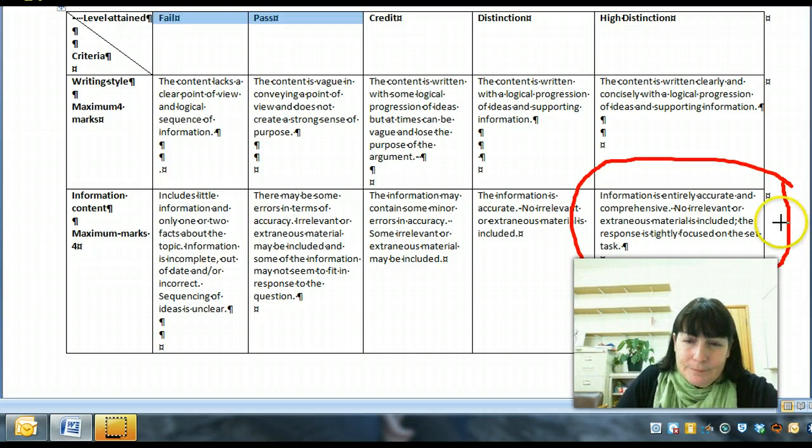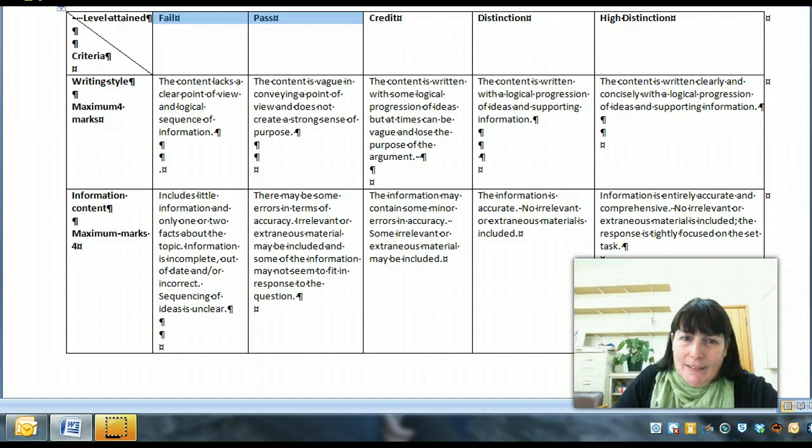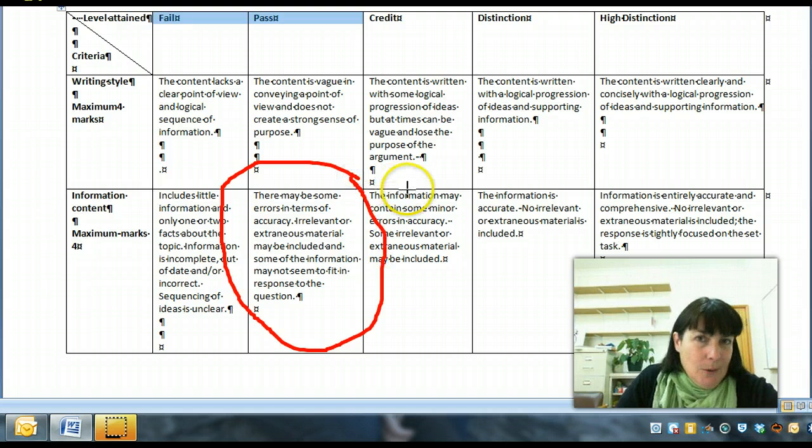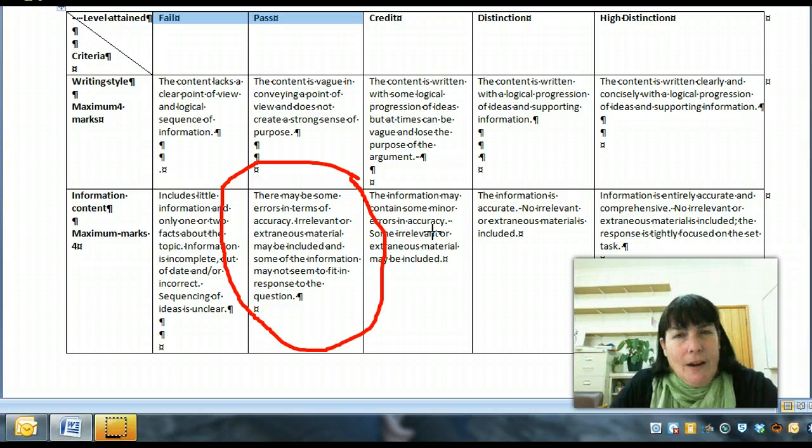Okay? So, and again, comparing that to the pass level, we can see that you might have a few errors in terms of accuracy. There may be irrelevant or extraneous material included. So in other words, I have got no sense of what you know. You've included so much information here that I don't know if you can really understand or have a handle on the topic. Okay, and that's why I've included those components.